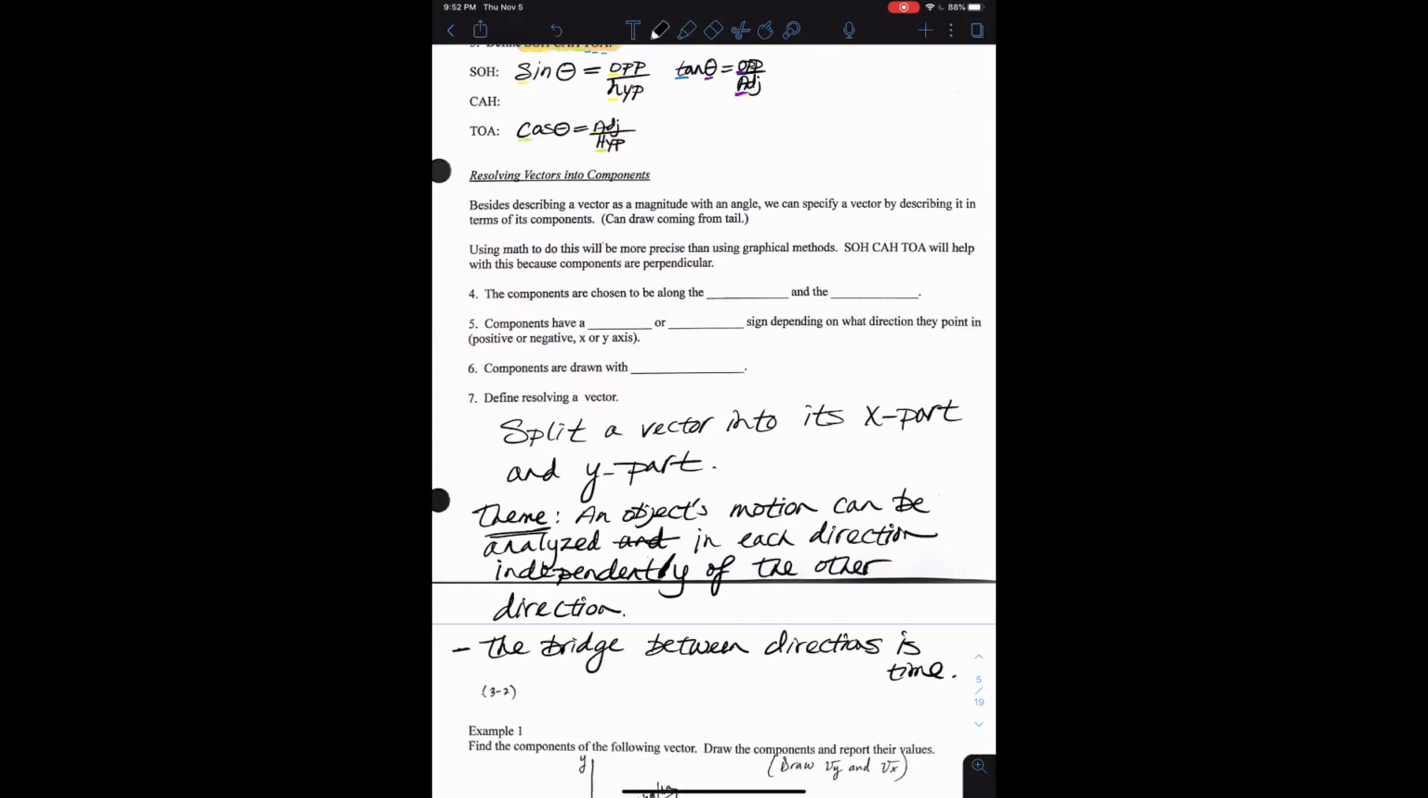Components are chosen to be along the x and y axis. An important thing with that is that your components will make up a 90-degree angle. So the angle between them will be 90. I'll explain what that means here in a second. Components have a positive or negative sign. This is kind of important right here. Components are drawn with dotted lines.